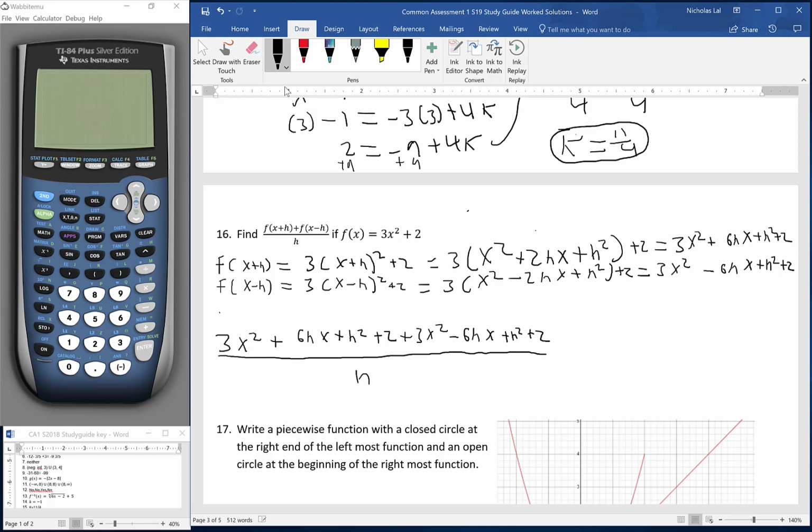And I can combine 3x squared and 3x squared. Those are terms I combine first. Oh, sorry, and that's 3h squared. I can combine 3h squared and 3h squared.